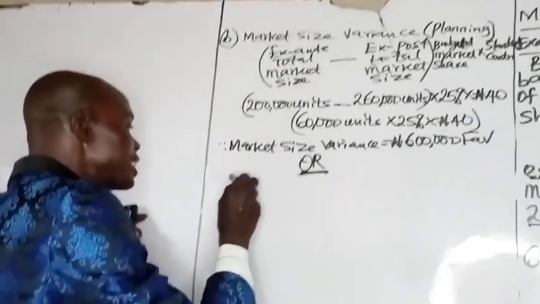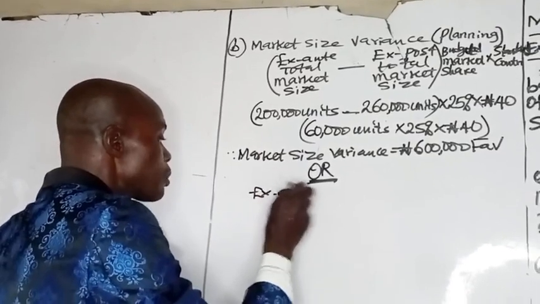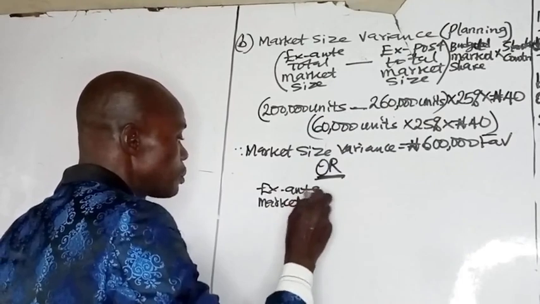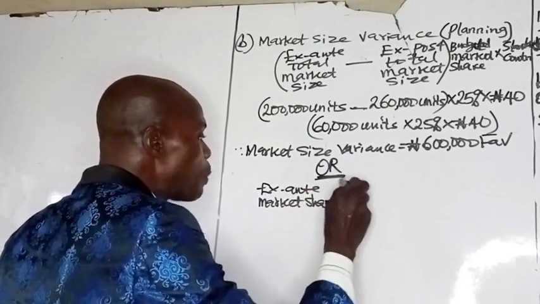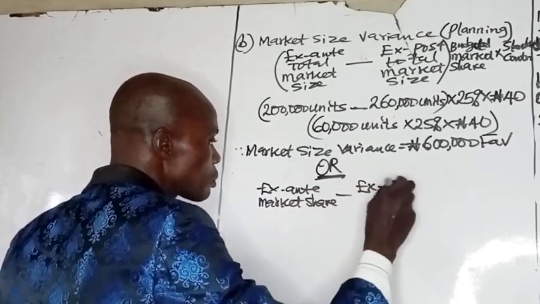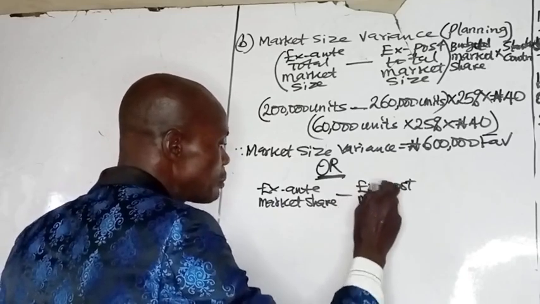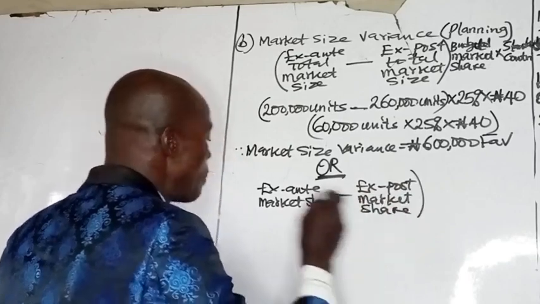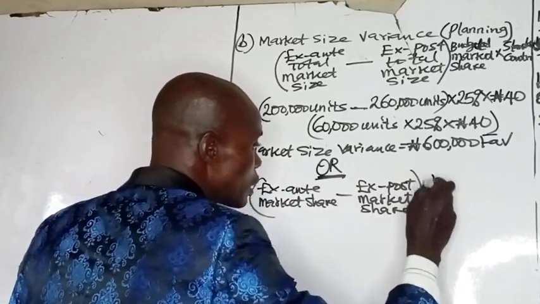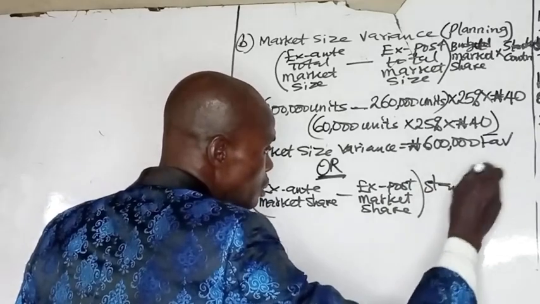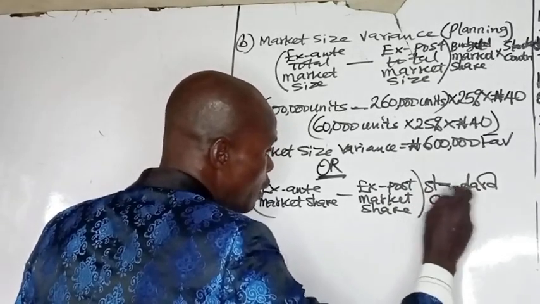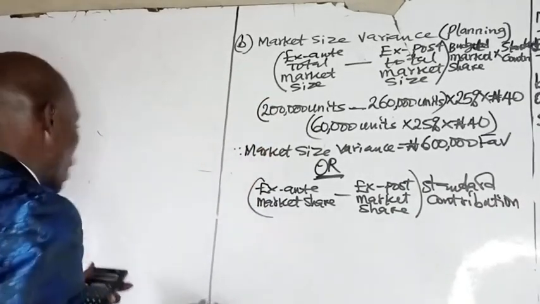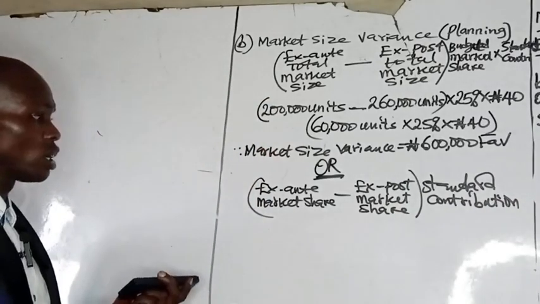We have ex-ante market share minus ex-post market share, multiplied by the standard contribution or standard profit. But based on this question, it is the marginal costing school of thought, so we may use our standard contribution.